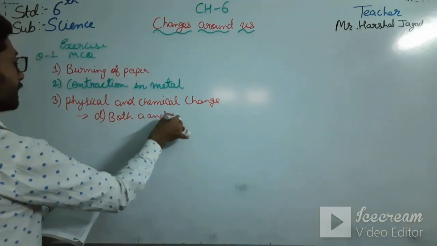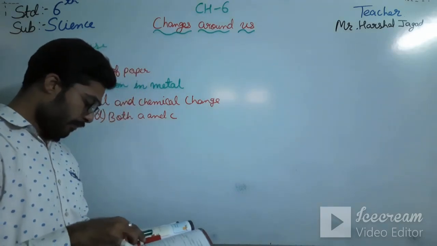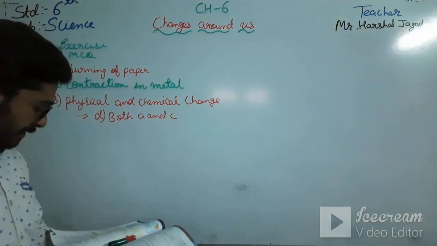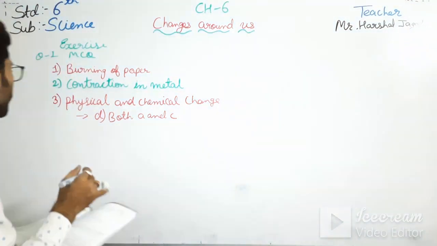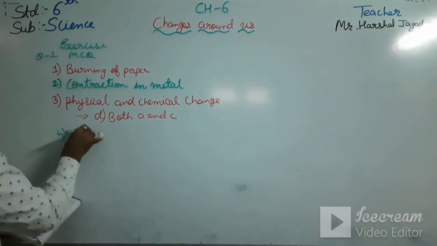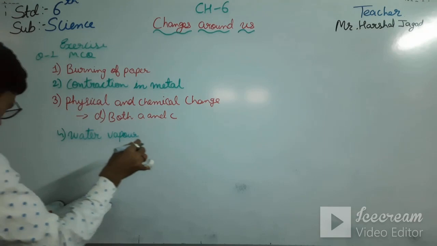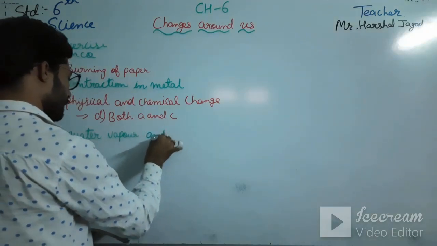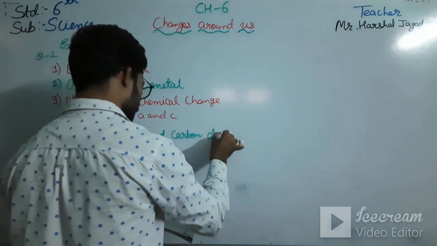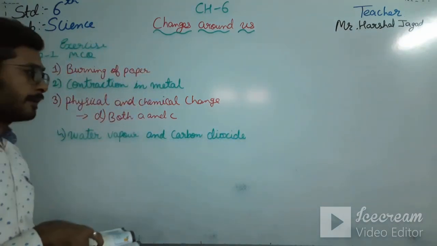Okay. Fourth one, what new materials are formed when a candle burns? Water vapor and carbon dioxide, ash, or oxygen. So in the fourth one, it will be water vapor and carbon dioxide. Okay students, water vapor and carbon dioxide.